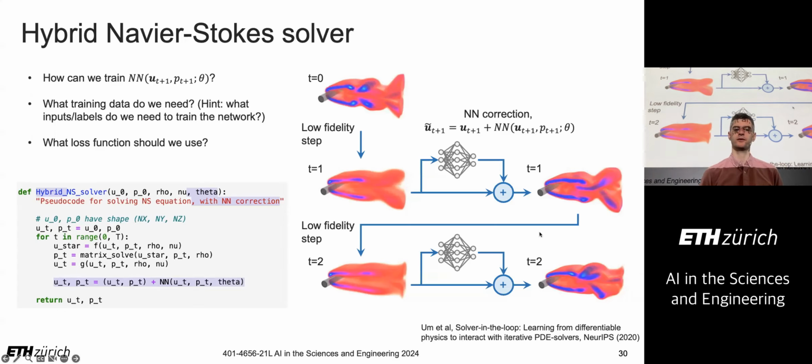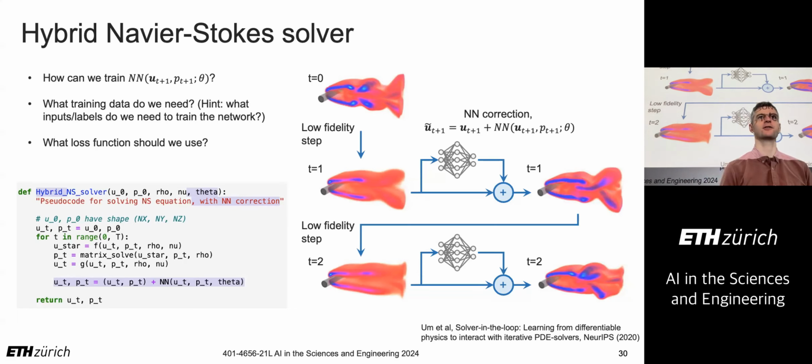Right, so we understand how we've defined our hybrid workflow, and our hope is that once we've trained this network, it learns a good correction and makes our low fidelity solver more accurate and more like the high fidelity solver. So the big question now is, how do we train this neural network?